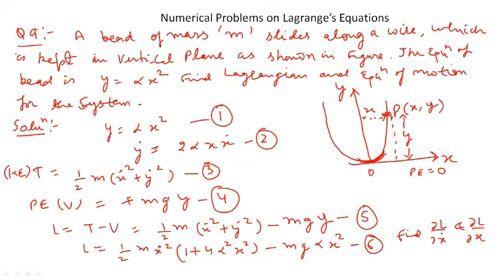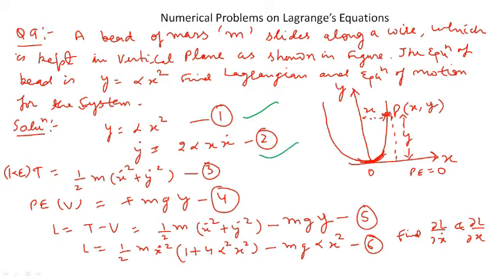Next problem is: a bead of mass m slides along a wire which is kept in a vertical plane as shown in the figure. The equation of the wire is given as y is equal to alpha x square. Find the Lagrangian and equation of motion for the system. Here the wire is in the parabolic form and a bead is sliding along the wire. Let us say at an instant the Cartesian coordinates of the bead are x and y. As y is given as alpha x square, so y dot will be 2 alpha x dot.